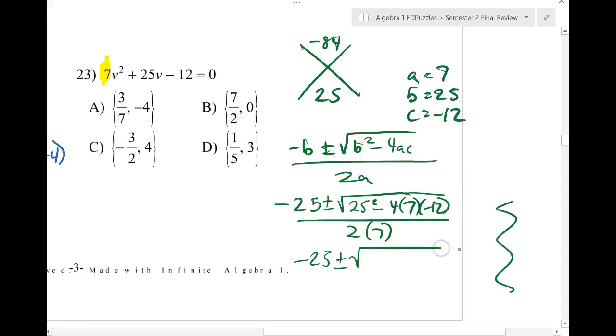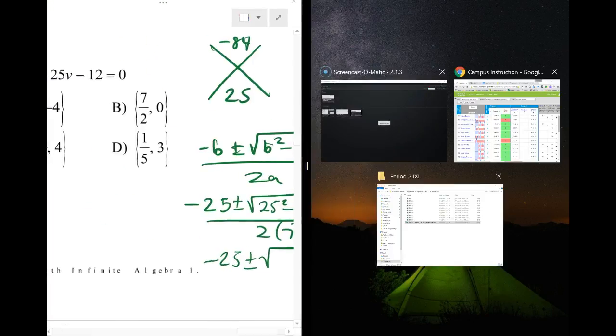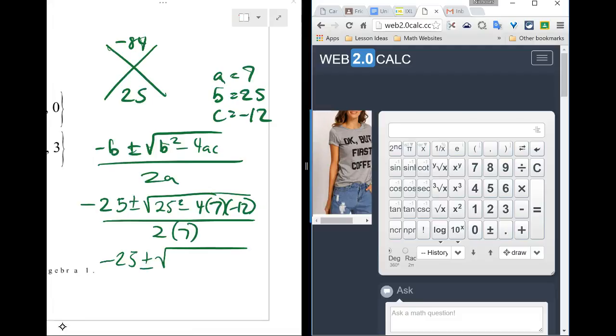Okay, so first we work on the square inside the square root. 25 squared is 625. And let's see, I'm going to have 4 times 7 times 12. It's going to equal 336. And I also notice there's a negative and another negative here, so that'll make it positive. So 336. Ooh, it's a big number, right?